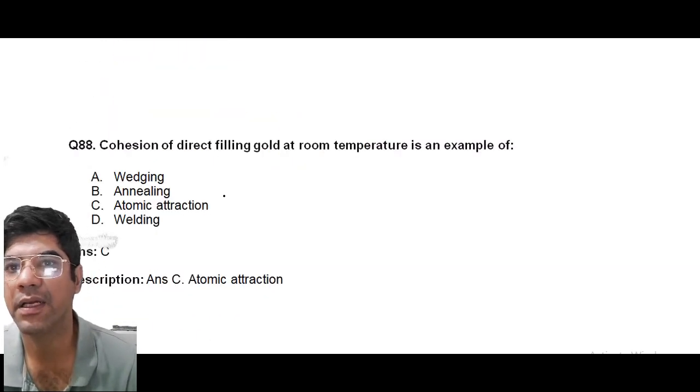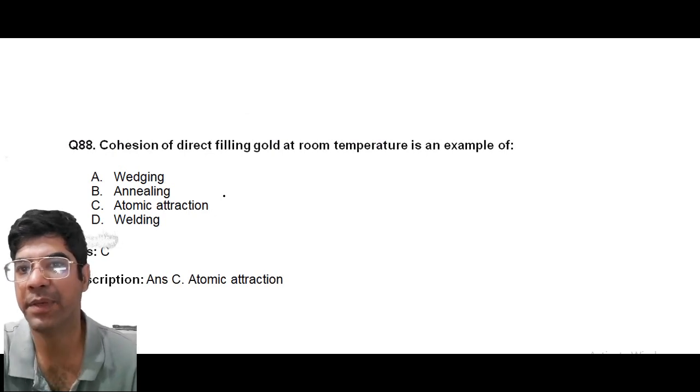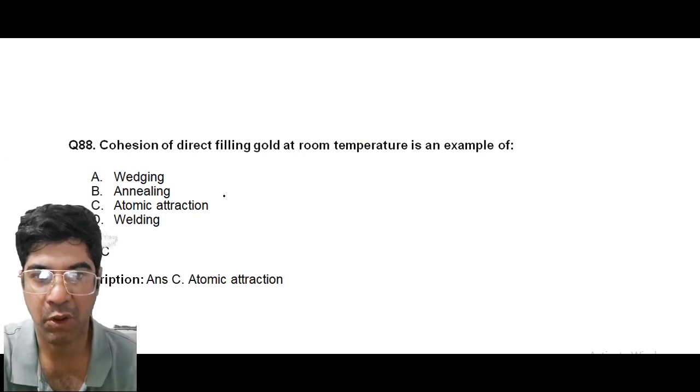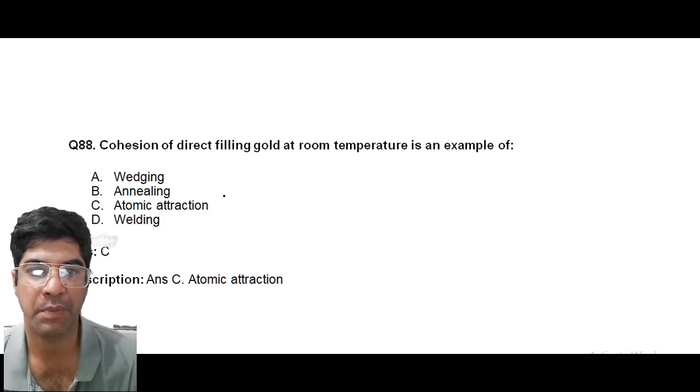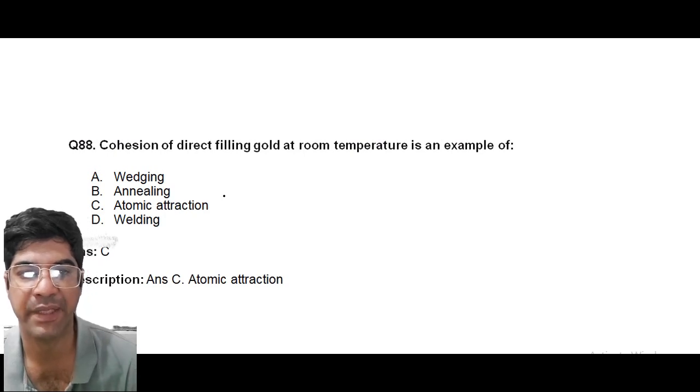Cohesion of direct gold at room temperature is an example of atomic attraction. So that refers to attractive forces between the atoms within the gold material that hold it together.